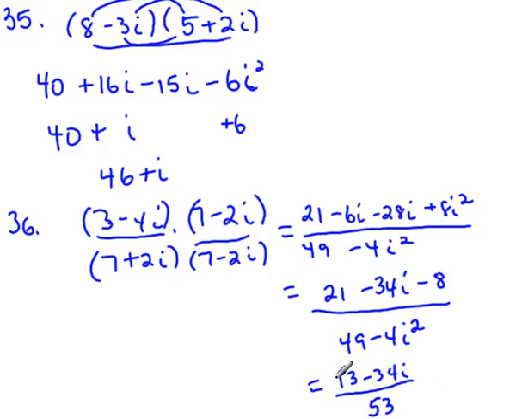You can also write that as 13 over 53 minus 34 over 53 i. That would also be acceptable, but it's perfectly fine to leave them together like that. There you go.